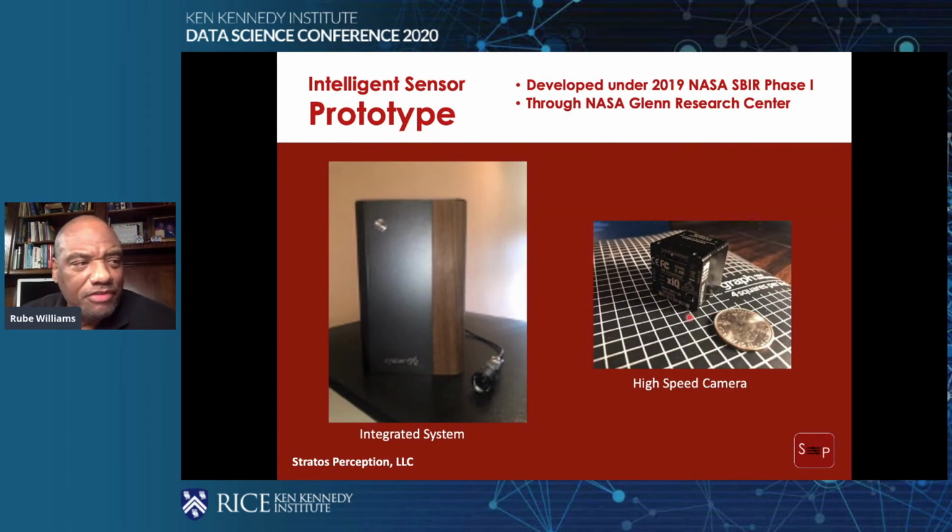The prototype was developed last year on the SBIR, funded by NASA Glenn Research Center. Here you'll see it's relatively straightforward once the data software is downloaded onto a computer, and then the computer, in this case, has a camera plugged into a USB port. You see cameras can be quite small. This camera runs 1,000 frames per second. And this coin is a 25-cent piece, or a quarter, for scale.